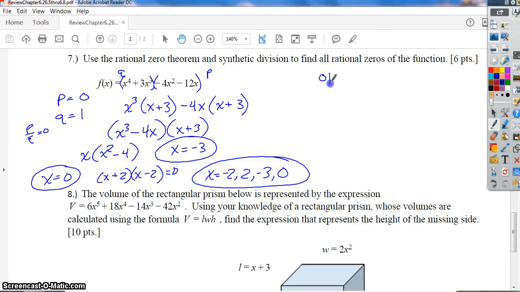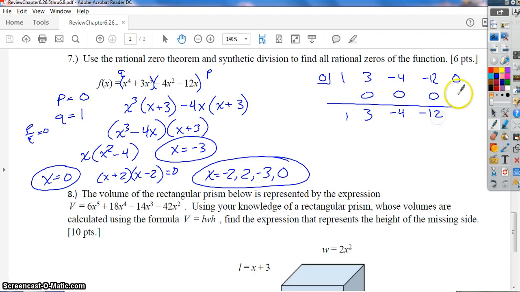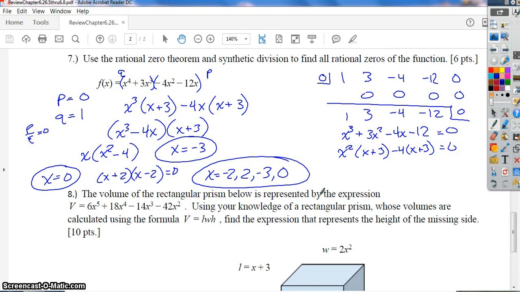sorry, I didn't mean to write x there. We want 3, negative 4, negative 12, 0. So this will be 1, 0, 3, 0, negative 4, 0, negative 12. This is 0, 0. So here I would have had x to the third plus 3x squared minus 4x minus 12. And I'd still be doing a GCF, x squared times x plus 3, negative 4 times x plus 3. You can see I'm ending up right where I was. So I'd actually let you pick.